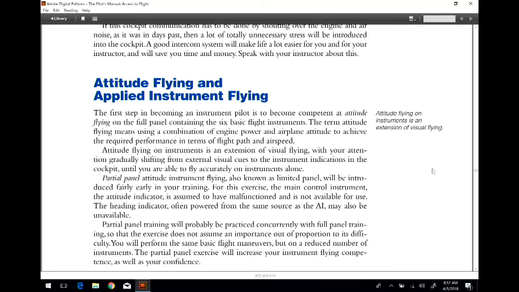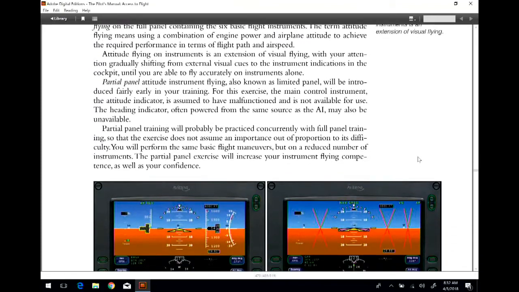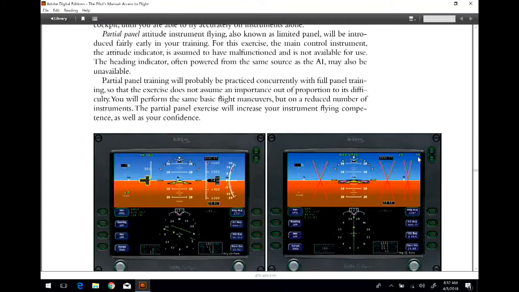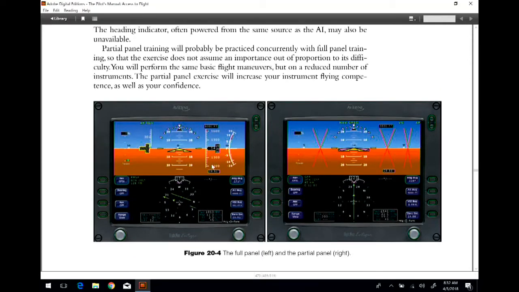This is part of this thing that we just talked about here. The attitude, basic attitude instrument flying, is understanding how your instrument panel works, also understanding that you have a full panel here and you may have a partial panel over here. What is a partial panel? A partial panel is where not all of your instruments are working.